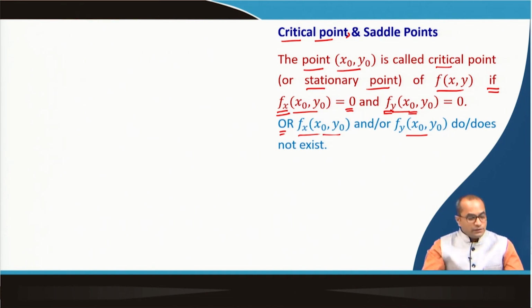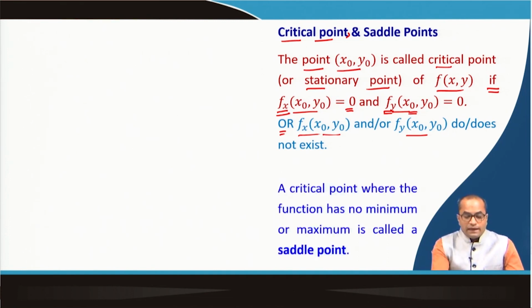because it may happen that at that point we have that local maxima or minimum. Well, and a critical point where the function has no minimum or maximum is called the saddle point. So, that also will be discussed little later. So, as I said that these critical points will be the candidate for local maximum and minimum, but there will be some critical points where no maximum, no minimum exists, and then such points we call saddle point.